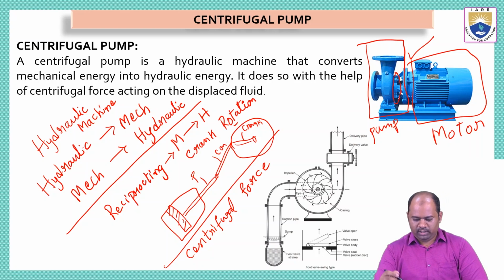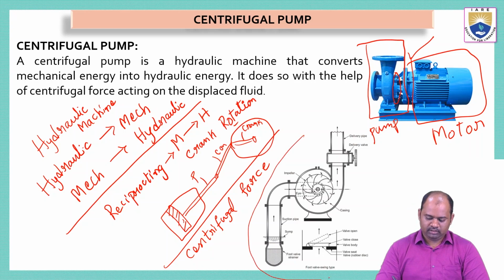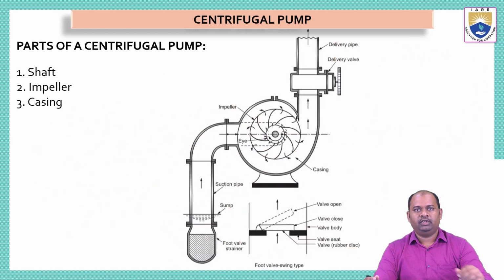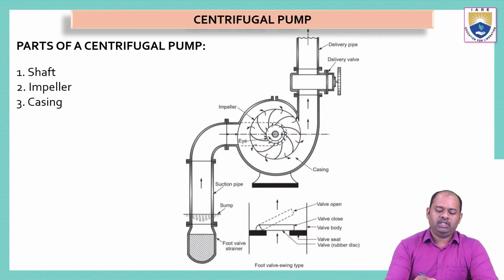Now, this diagram is the block diagram of a centrifugal pump. It is also a sectional view of the centrifugal pump, where we can see the inner parts and how the parts are arranged inside the centrifugal pump. So we'll study the working. Before that, we are going to see what are the different parts of a centrifugal pump. We have three main components, that is shaft, impeller and casing.